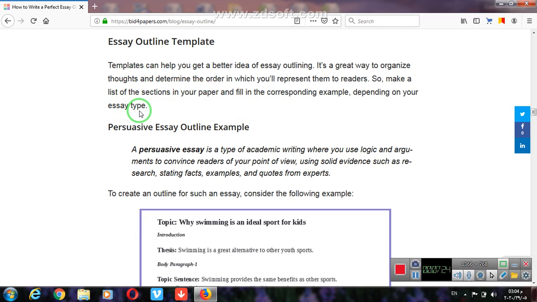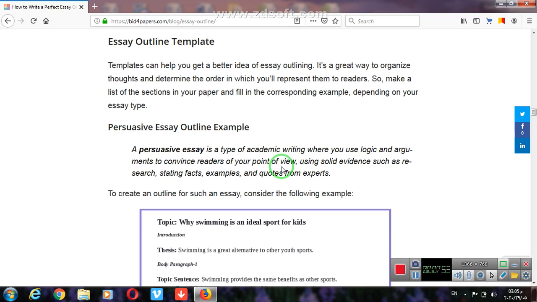Since essays are types like that, as I told you before: persuasive, narrative, expository, research essay, etc. Depends. Now let's start with a persuasive essay. We will define it and see a template of an outline written about this essay. A persuasive essay is a type of academic writing where you use logic and arguments to convince readers of your point of view. When we say persuasive, you have to persuade something.